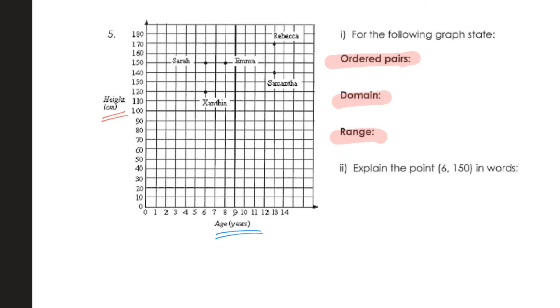Okay, we're back. So I'm going to list off my ordered pairs. Maybe I go first to Xanthia, and I notice that she is at 6 and 120. Then I hop up above, and I see where Sarah is. Sarah is at 6 and 150. I then go over to Emma. Emma is at 8, 150. I jump over maybe to Samantha. Samantha is at 13, I think, 140. And then I go up to Rebecca. Rebecca is at 13, 170.